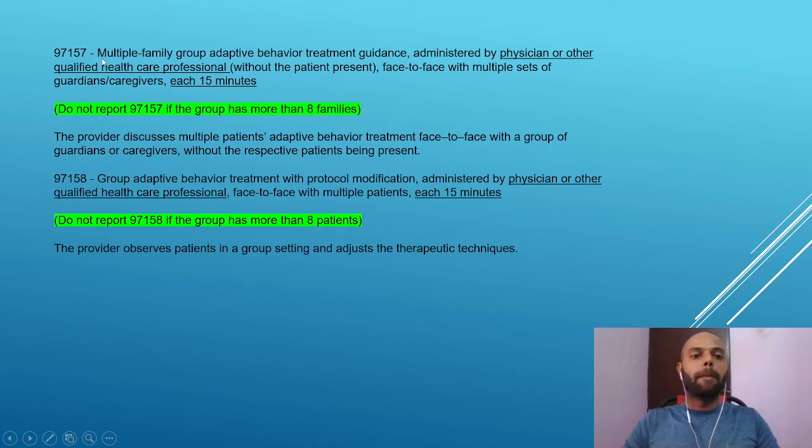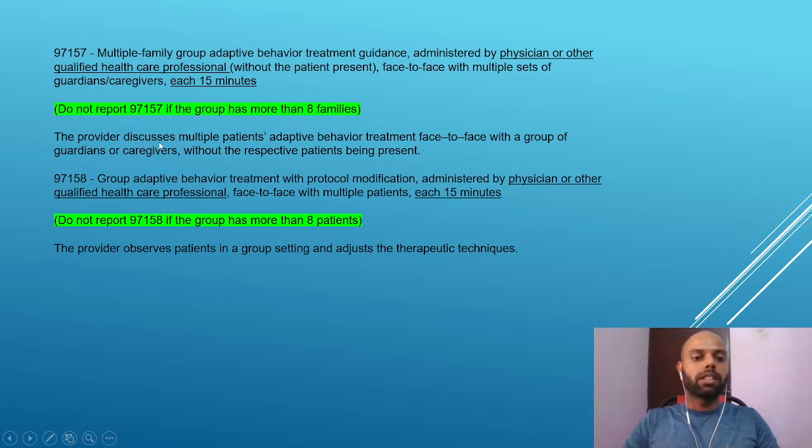97157 is for multiple family group adaptive behavioral treatment guidance administered by physician or other qualified healthcare professional. So they are saying this has to be done by a BCBA, not an RBT, without the patient present, face to face with multiple sets of guardians or caregivers, each 15 minutes. The guideline states do not report 97157 if the group has more than 8 families. So more, we have to bill this within families.